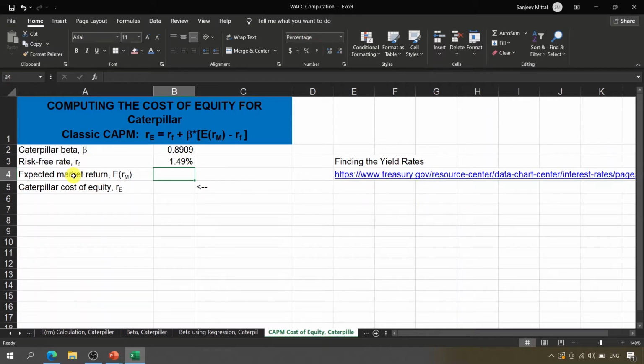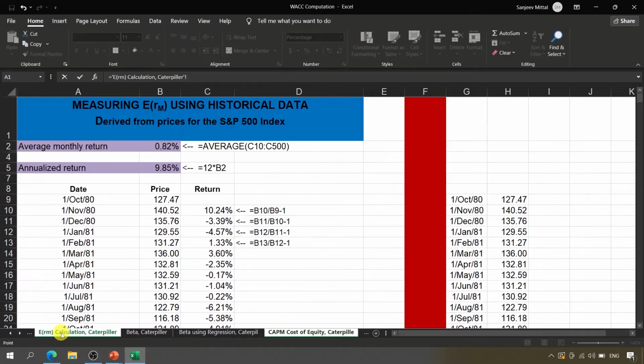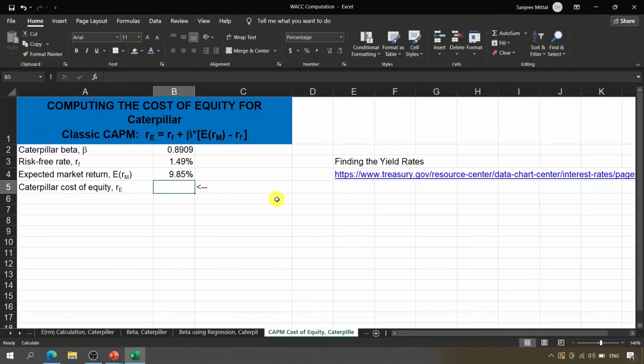After that, we have already calculated our expected market return. So our expected market return is 9.85%, which you can see right now. Once we have computed that, we can simply find the cost of equity for Caterpillar Incorporation.